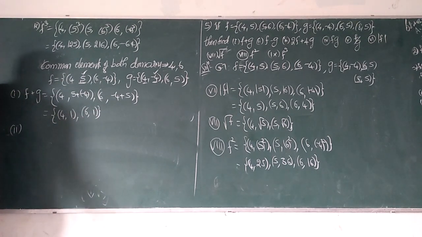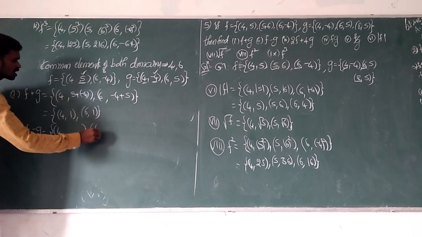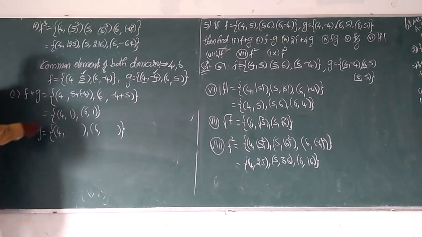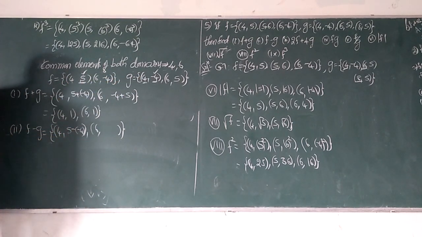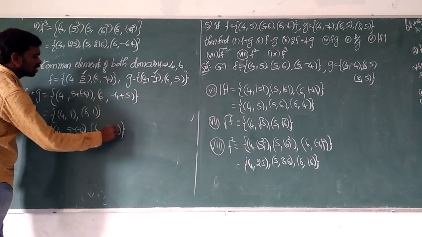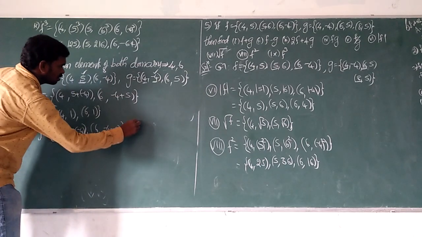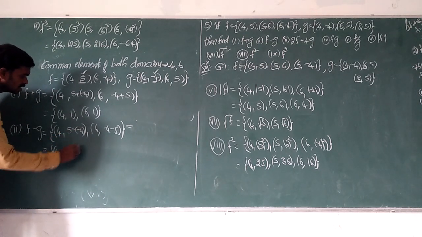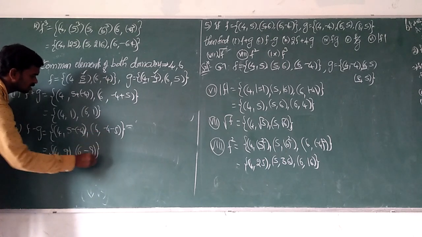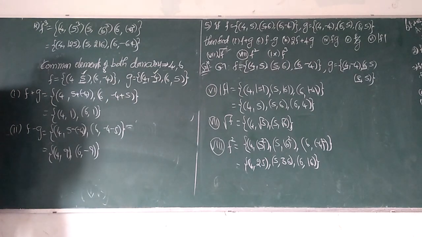Second one, f minus g. Same as well. f minus g is the set of 4 comma and 6 comma. f minus g means 5 minus minus 4, and minus 4 minus 5. So 4 comma 5 plus 4, which is 9. 6 comma minus 4 minus 5, which is minus 9. So that's it. And what are the remaining? 2f plus 4g, also the same.